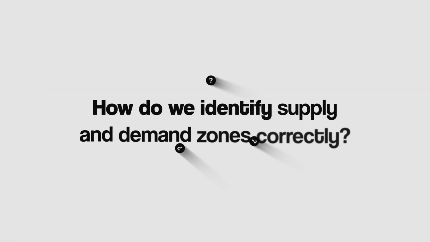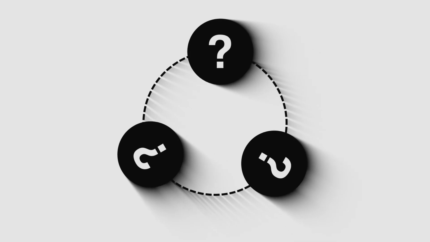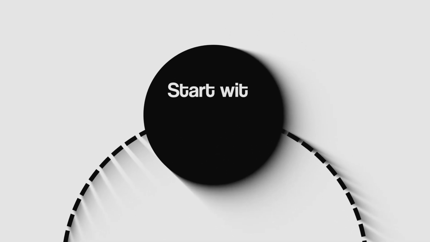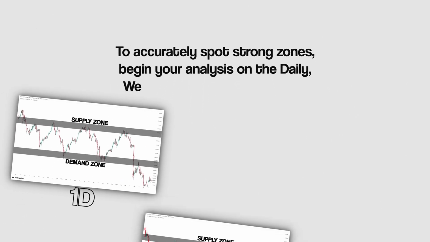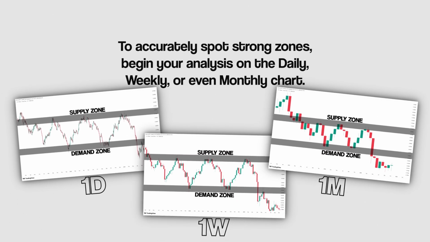So how do we identify supply and demand zones correctly? There are three key pillars you should follow. First, start with higher time frames. To accurately spot strong zones, begin your analysis on the daily, weekly, or even monthly chart.